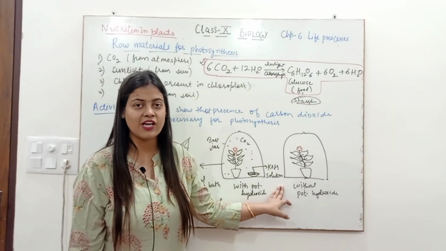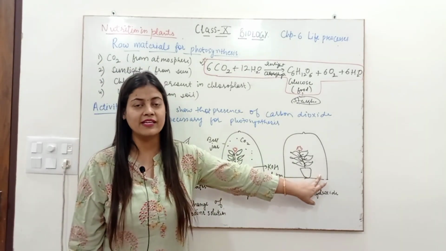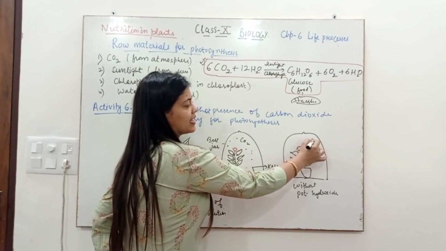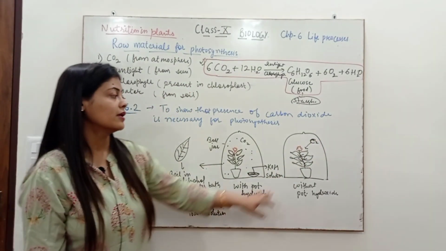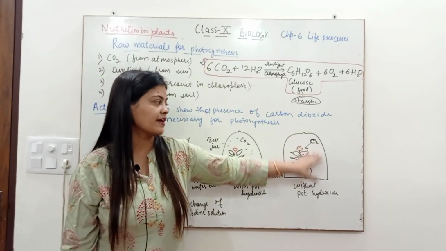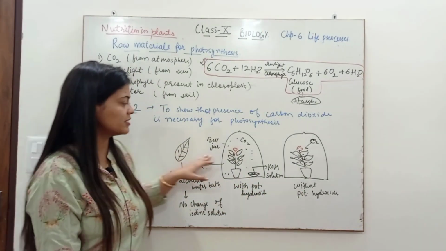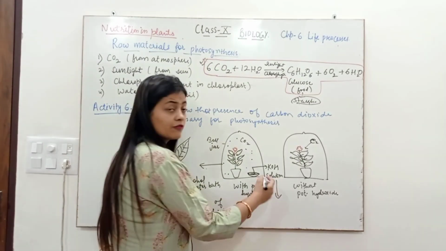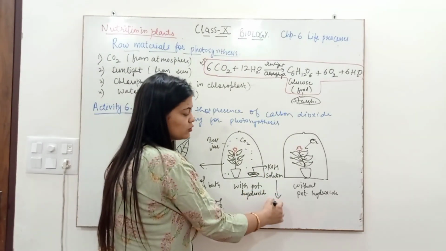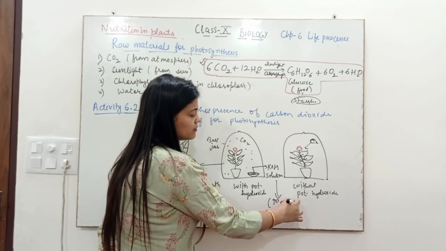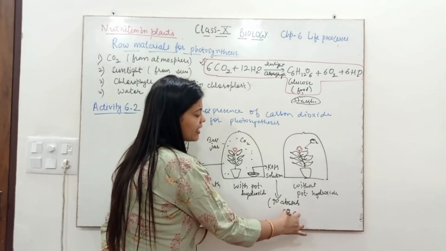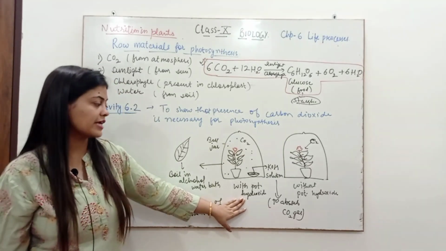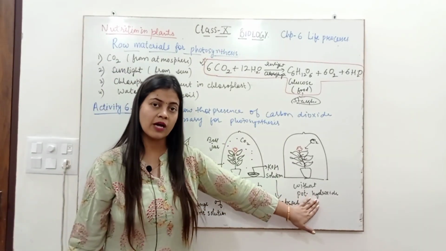Now in the second bell jar, we have not placed any potassium hydroxide solution, so it already has carbon dioxide in it and the plant is taking the carbon dioxide in the bell jar. Here I can write the function of potassium hydroxide solution: to absorb carbon dioxide gas. I have shown here one with potassium hydroxide and one without potassium hydroxide.